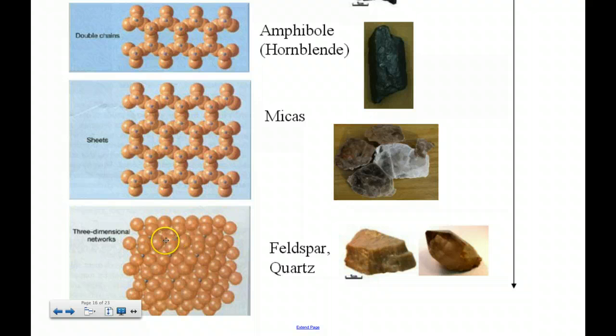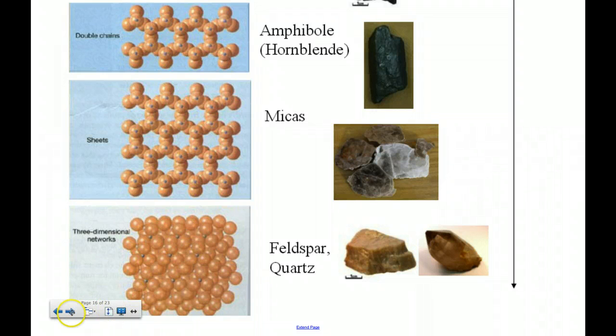And sometimes the silicon molecules are sharing more than one of the oxygens. They're sharing a lot of them with their neighbors in these different covalent bonds, and so you get quartz and feldspars, and that's what makes quartz such a hard mineral, because of the way that the atoms are bonded together.